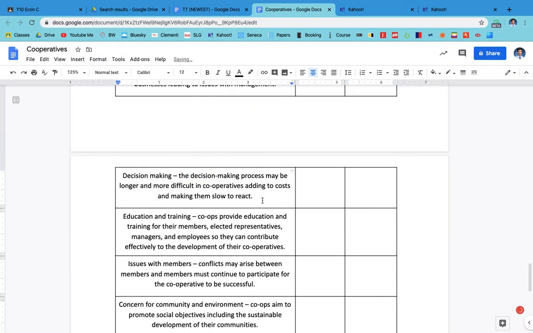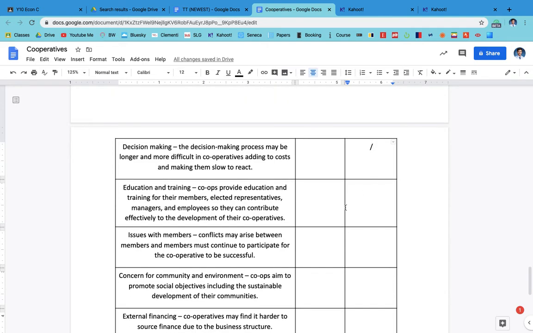Decision making. The decision making process may be longer and more difficult. Just mention that as clearly a disadvantage. Yeah, because if you've got to call a meeting and have a vote on every major decision, what if you need a decision fast? Okay, there's a massive economic downturn like the world's experiencing at the minute. We don't want to all have a vote. We need some leadership, and that might not be present in a cooperative business.